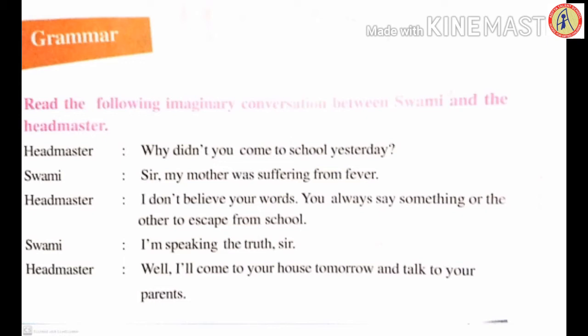Now we should change it into indirect speech. The example is given clearly here. Then the book gave you one example for us to complete.